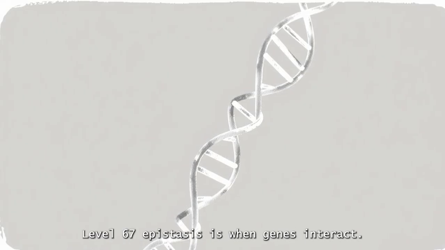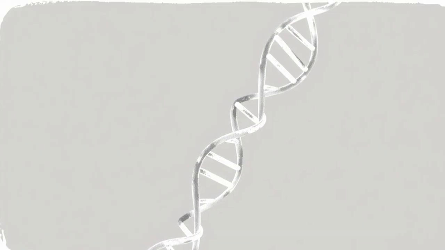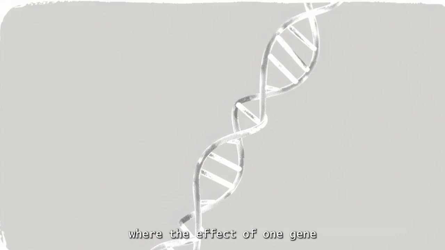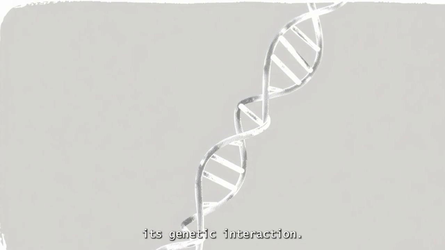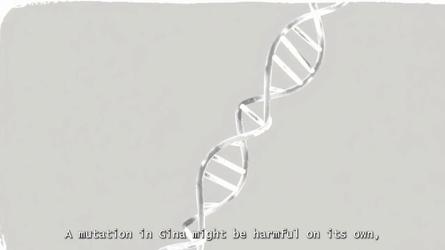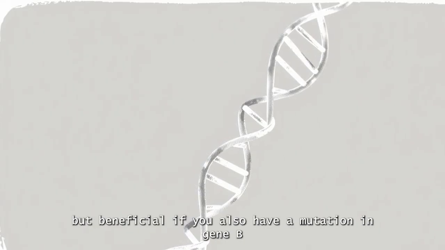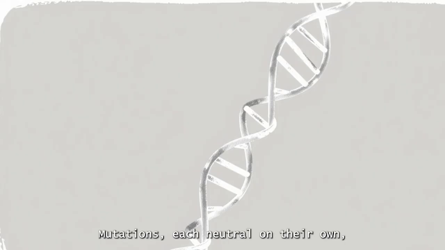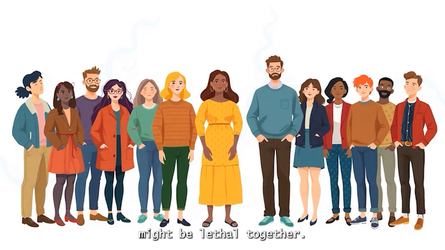Level 67. Epistasis is when genes interact. Epistasis is the phenomenon where the effect of one gene depends on the presence of another gene. It's genetic interaction. A mutation in gene A might be harmful on its own, but beneficial if you also have a mutation in gene B. Or two mutations, each neutral on their own, might be lethal together.